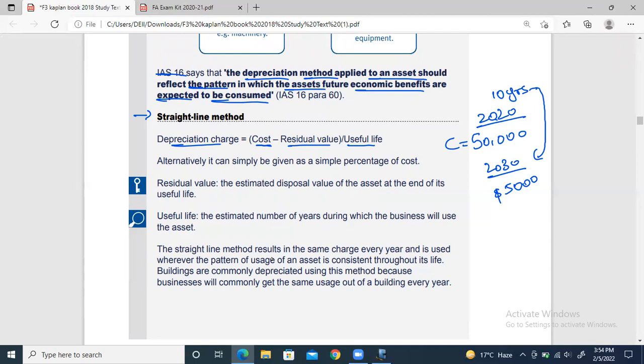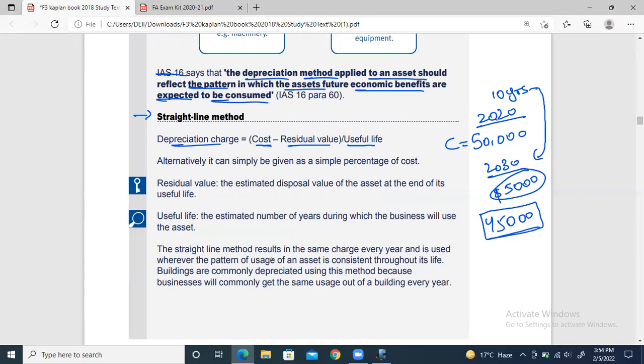So actually what we're doing, we're just calculating on 45,000 effectively, because only this 45,000 will be worn and torn throughout these 10 years, right? This 5,000 will not be affected. Only this 45,000 will be affected, because for the 5,000 there's the surety we'll still get it, right? So it's not depreciating, only 45,000 will depreciate.